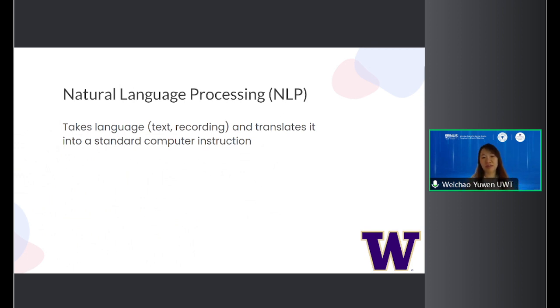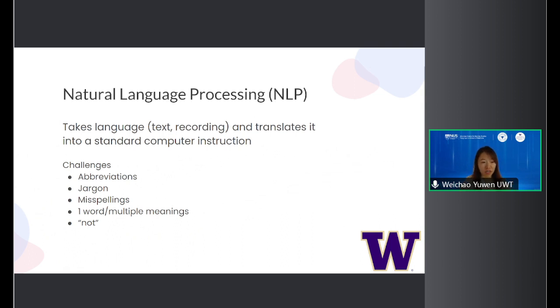So it means taking language, it can be text or recordings, and translating it into standard computer instructions. And it's not that easy. It's not like computers were born to learn from A, B, C, D, and all of that. There are different ways that we can teach computers to understand. And there are challenges, such as abbreviations, jargon, misspellings, and different words meaning different things in different contexts. These are all very complex for computers to understand.